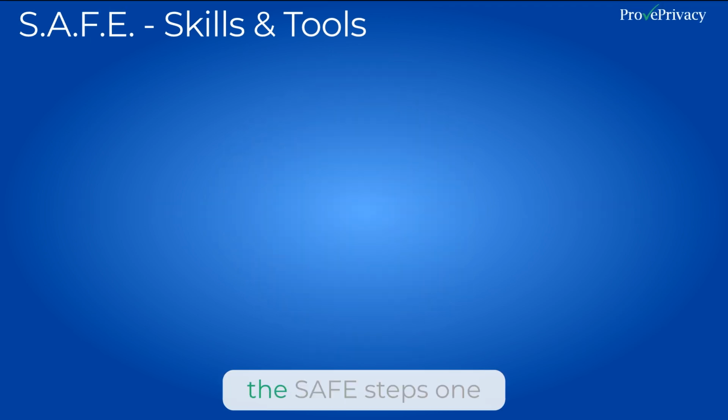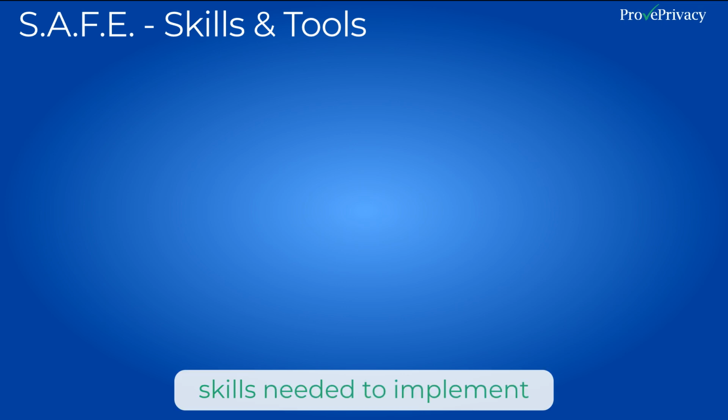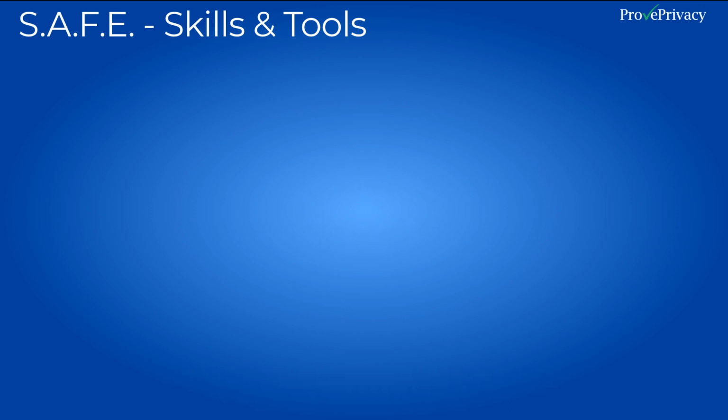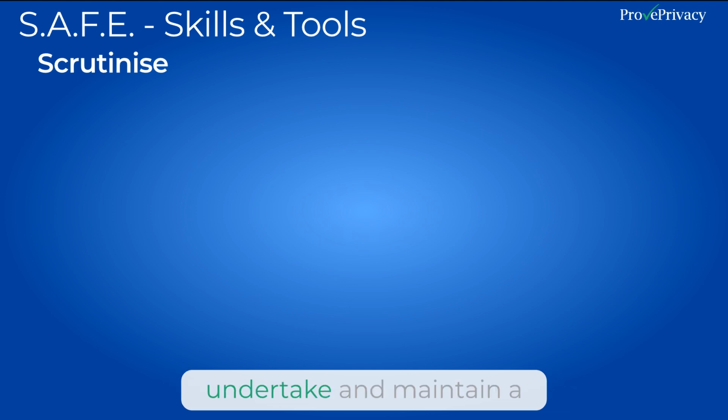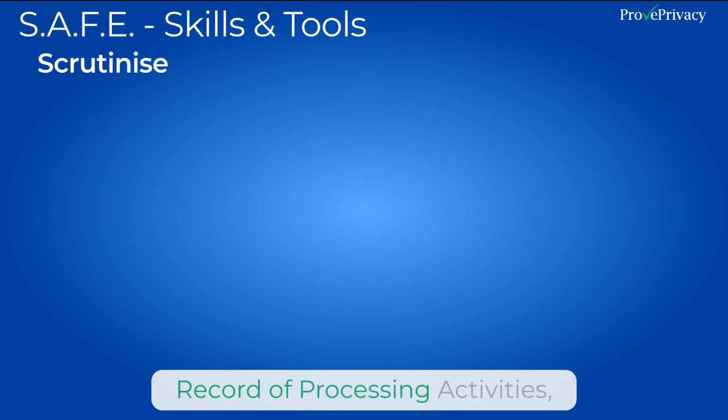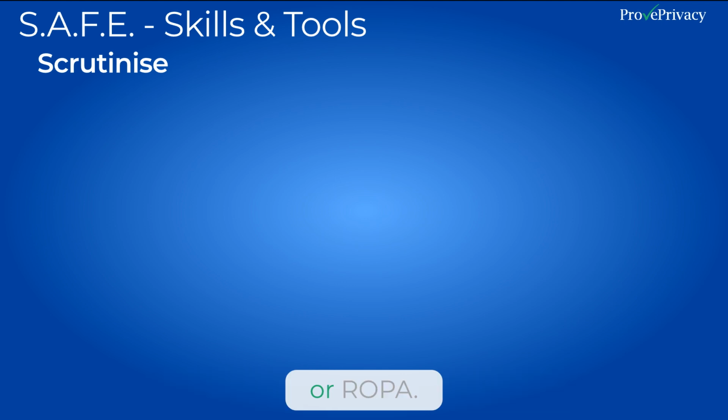Let's review each of the SAFE steps one by one to look at the tools and skills needed to implement the SAFE approach. One of the best approaches to scrutinizing the operational environment is to undertake and maintain a record of processing activities, or ROPA.